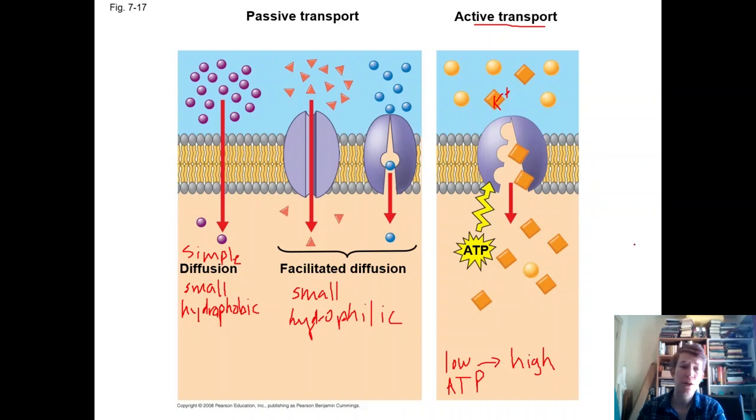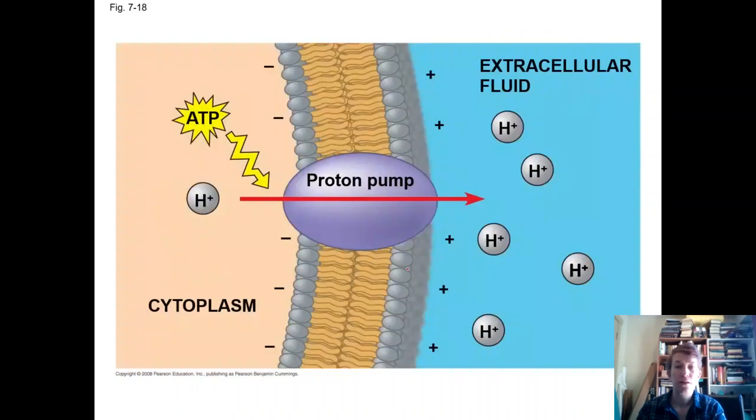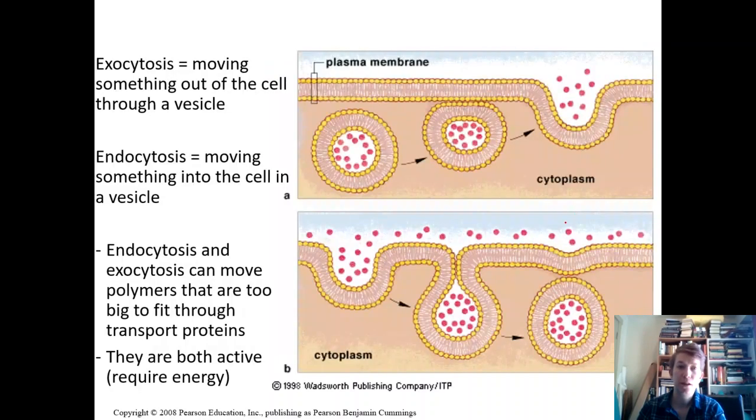So active transport also has two types. This one is called a protein pump. The other kind of active transport is for moving really big things, and that's called bulk transport. So here's another protein pump. It's moving this H+ from where it's at low concentration to where it's at high concentration, and that uses ATP. This is bulk transport, the second type of active transport.